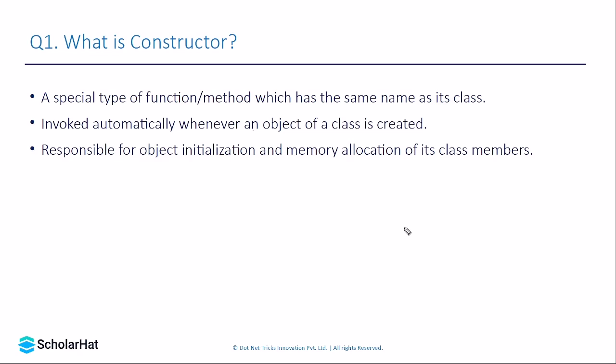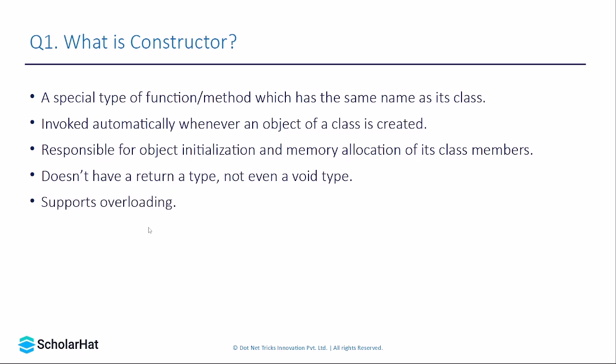You have seen this in the concept when we were discussing an object. Whenever you create a class object, a constructor is invoked automatically, and the responsibility of the constructor is to initialize the object and provide the memory allocation to its class member. A constructor does not have a return type, not even void, and it supports overloading. So a constructor supports overloading, and there is no return type. It doesn't return anything.